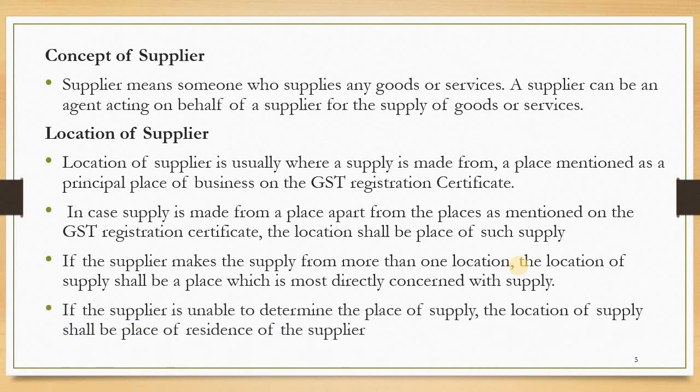Then, in all the three cases, if it is not possible to determine, where shall be the location of the supplier? The location of the supplier shall be the place of residence of the supplier. That's all. Where he resides, that will be the permanent address for the supplier. So that shall be the location of the supplier. So that's all for the location of the supplier.